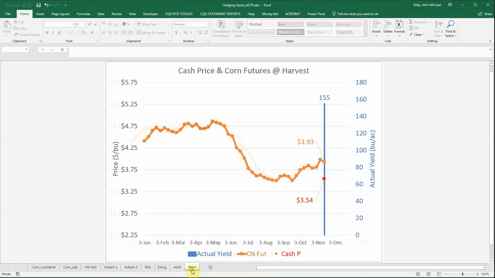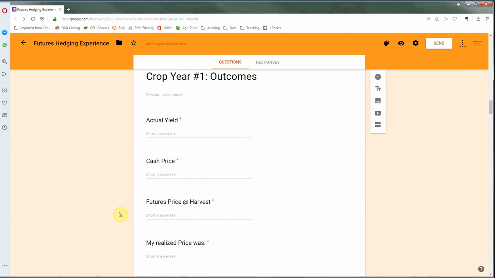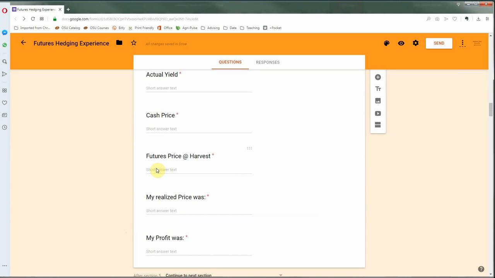We get to the next screen on the spreadsheet, which is harvest, and now we know everything in actuality. So then they provide their outcomes. What was the actual yield? What was the cash price? What was the price at harvest?